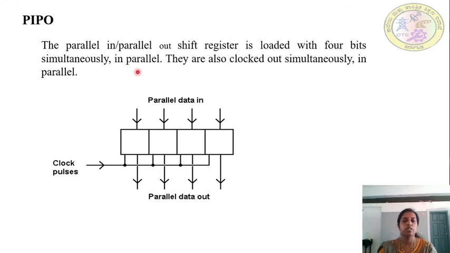Next, we move on to the register parallel in, parallel out. A parallel in, parallel out shift register is loaded with 4 bits simultaneously in parallel. They are clocked out simultaneously in parallel. So, all the bits are loaded in parallel and a common clock is applied. When a common clock is applied, whatever data is simultaneously applied in parallel mode, we get the output also in parallel mode itself.